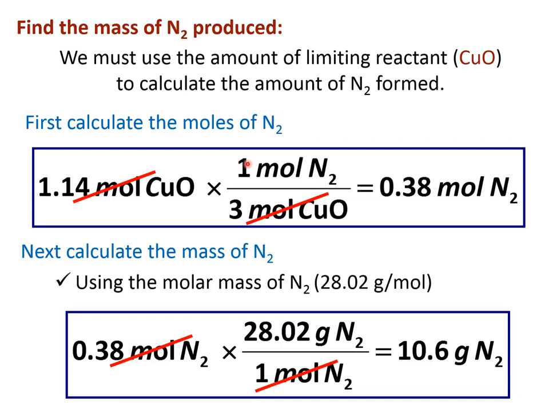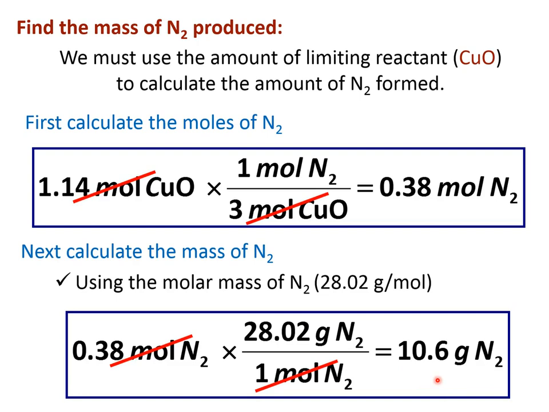This is theoretical. But if you apply this example in the lab and you mix ammonia with carbon oxide, do you think you will obtain exactly 10.6, or less or more? Can you obtain more than 10.6? You cannot obtain more than the theoretical yield.